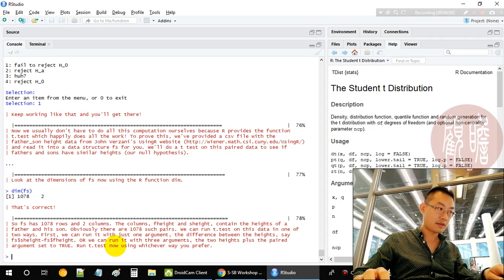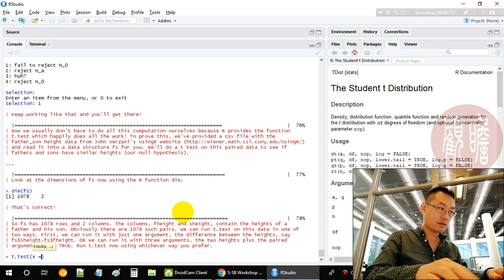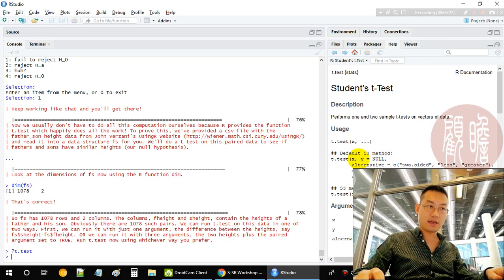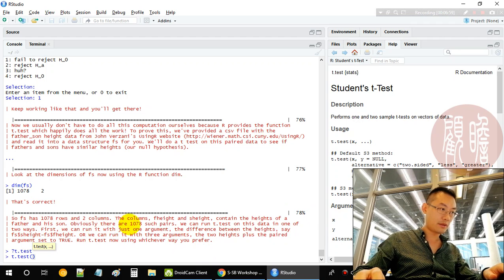Two heights, plus paired equal to true. t-test. You can have a quick look at t-test. What should you supply? x, and the alternative is two-sided, less or greater. The mu value by default is 0, paired equal to false, variance equal to false, these are our default values. Confidence interval is 0.95. Test. A father-son data set contains the height of father and son.